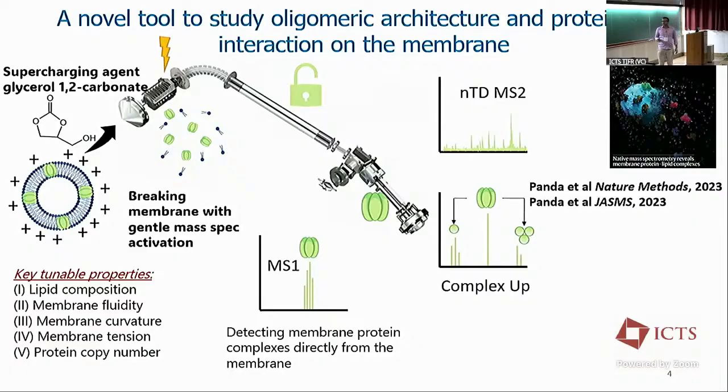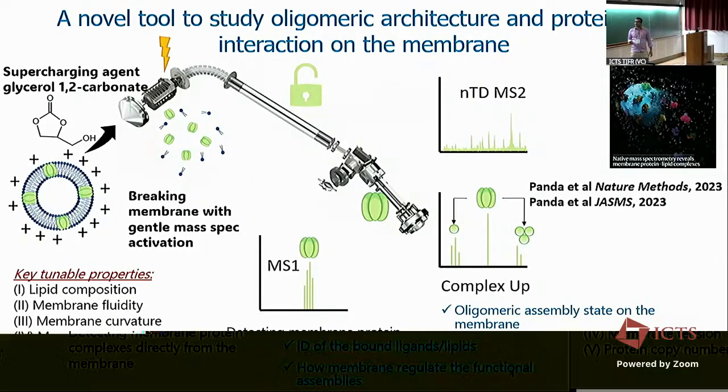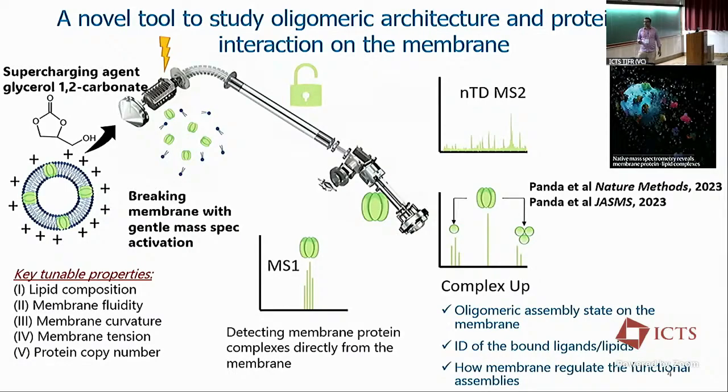So in a nutshell, this method helps you determine the oligomeric assembly of proteins directly from the membrane, and it has the capability of identifying bound ligands or lipids. Once you identify the ligands or lipids, you can go back to the tunability of the platform, modulate that particular lipid, and see what effect it has on protein-lipid organization.